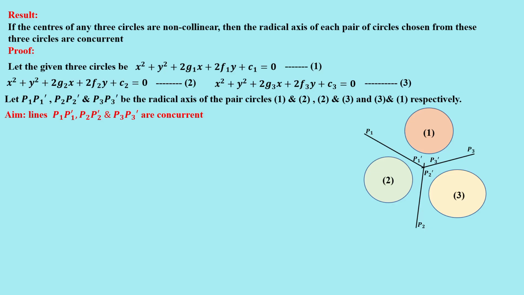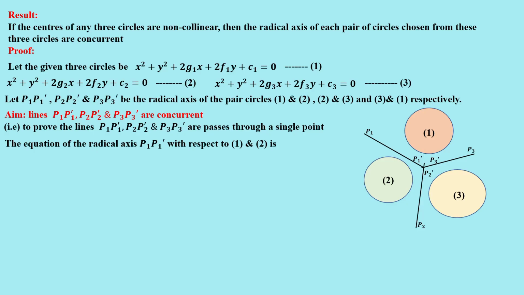Our aim is to show that the lines P1P1', P2P2' and P3P3' are concurrent, that is, their point of intersection is only one point, right? To prove that P1P1', P2P2' and P3P3' pass through a single point, the equation of the radical axis P1P1' with respect to circles 1 and 2, using the radical axis formula, is 2(g1 minus g2)x plus 2(f1 minus f2)y plus c1 minus c2 equal to 0. That is equation 4.